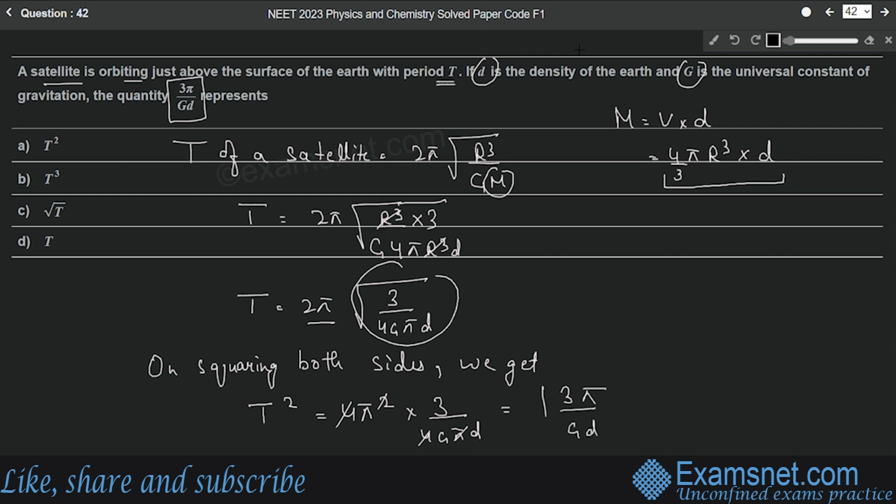Same thing that is mentioned in this question. Okay. We had to find the value of 3 pi by gd. So here we can see that this is equal to t square. Okay. So the correct answer will be option number A. The quantity 3 pi by gd represents t square. So option A is the correct answer.